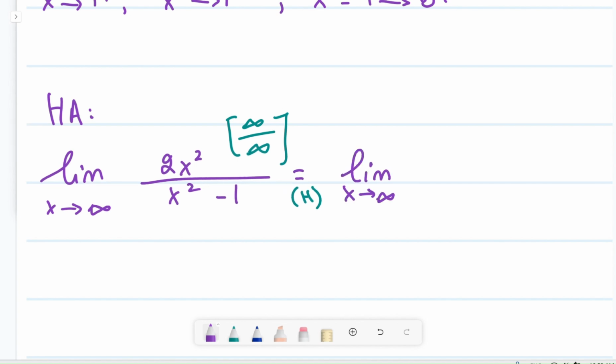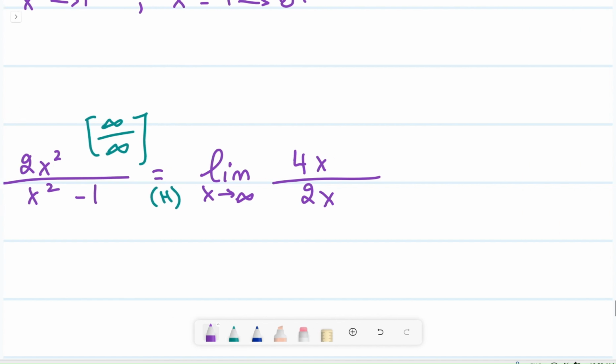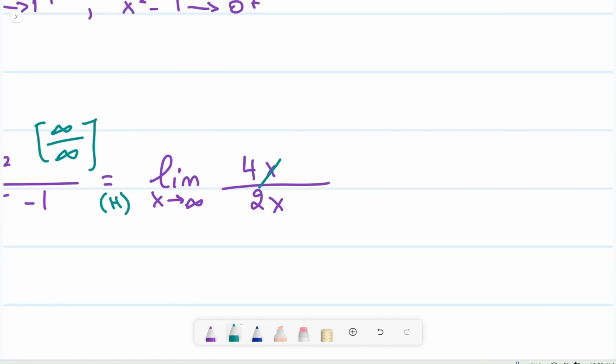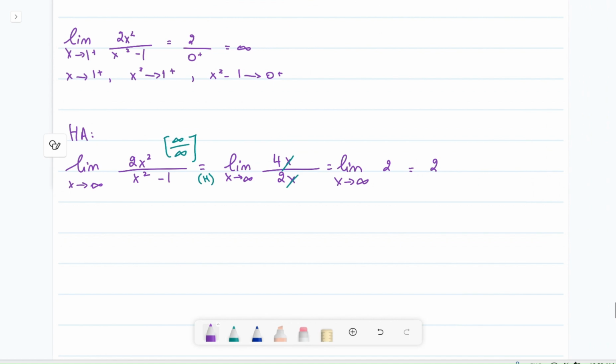So we can take the derivative of the numerator, which will give us 4x, and the derivative of the denominator, which will give us 2x. And now again, let us see what we get if we plug in. So this will give us infinity over infinity again. We can, of course, use L'Hopital's rule, but we can also simplify. So we can just cancel the x from the numerator and the denominator. This will give us the limit of 4 over 2, which is 2. As x approaches infinity, 2 is a constant, so the answer is 2.